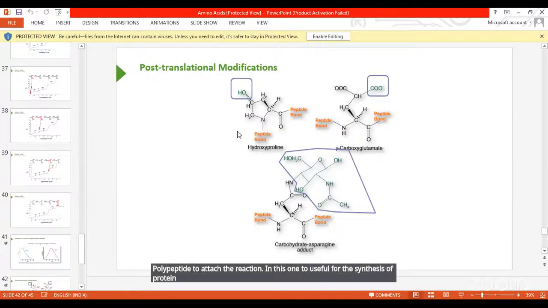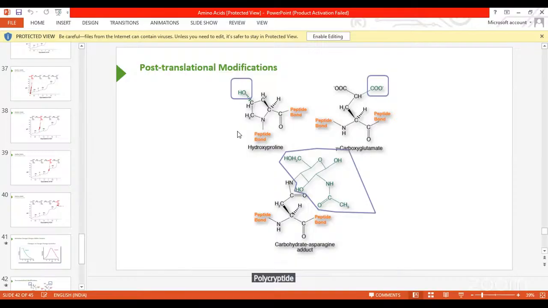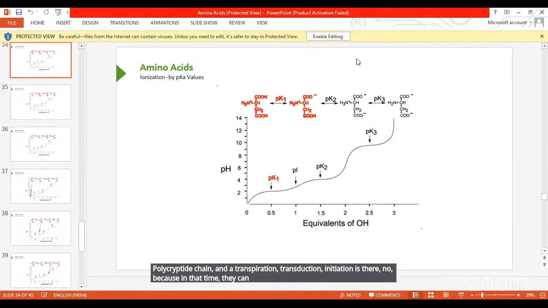Sometimes protein synthesis also stops, cutting the amino acid in the polypeptide chain. At transcription, translation, initiation, no girls? At that time, they can use these amino acids.